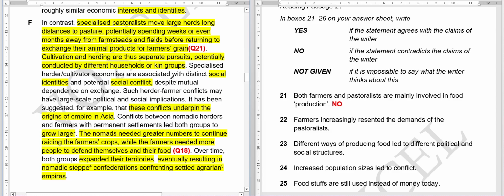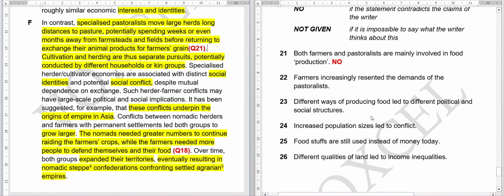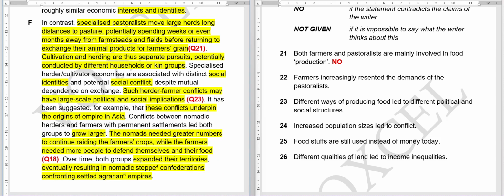Clear. Let's read 22nd. Farmers increasingly resented demands of the pastoralists. Okay, is there any mention of this particular thing? No. Let's read another question and see. Yeah, here I have read. Have you read something about political and social structures? Yeah, tell me about this. Yeah, here it is. Political and something about social implications. Okay, so this is basically our location. Now you have around 10 seconds to tell me the answer to this particular question. Let me first mark this particular question here. Question 23. So now you have around 10 seconds to tell me whether the answer should be yes, no, or not given, and time starts now.